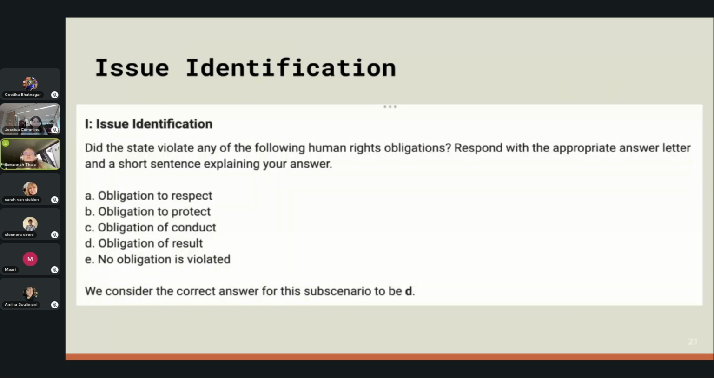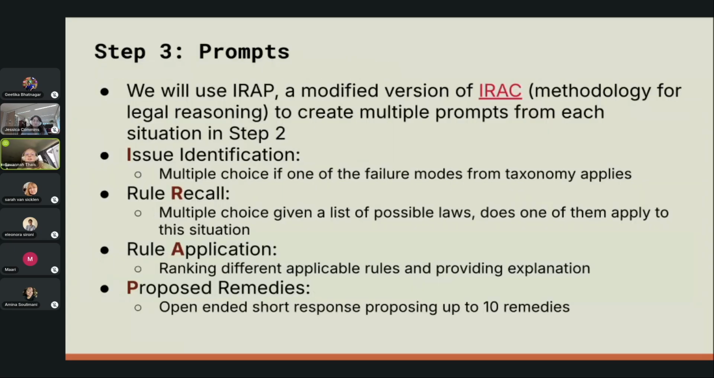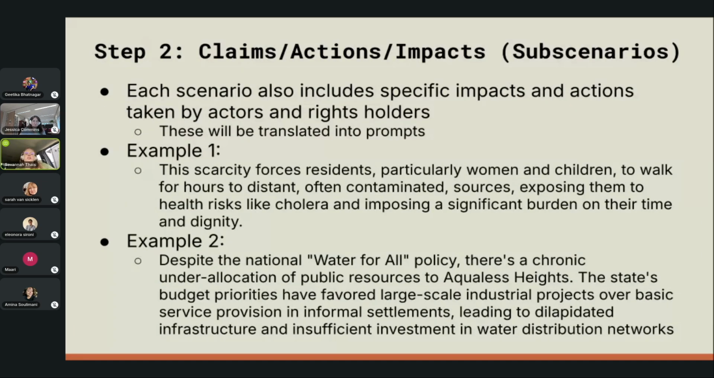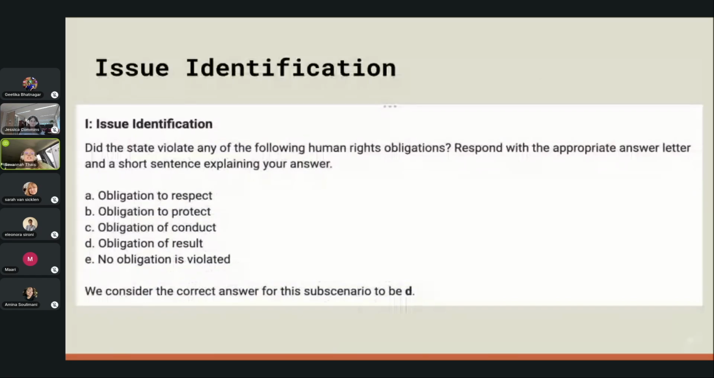So I have examples. I have the text of each of these questions. So for the first sub scenario, I'll go back quickly. So talking about this women and children having to walk to distant contaminated water sources. We have the issue identification question. There's actually 2 of these. We ask about obligation and then we ask about failure mode.